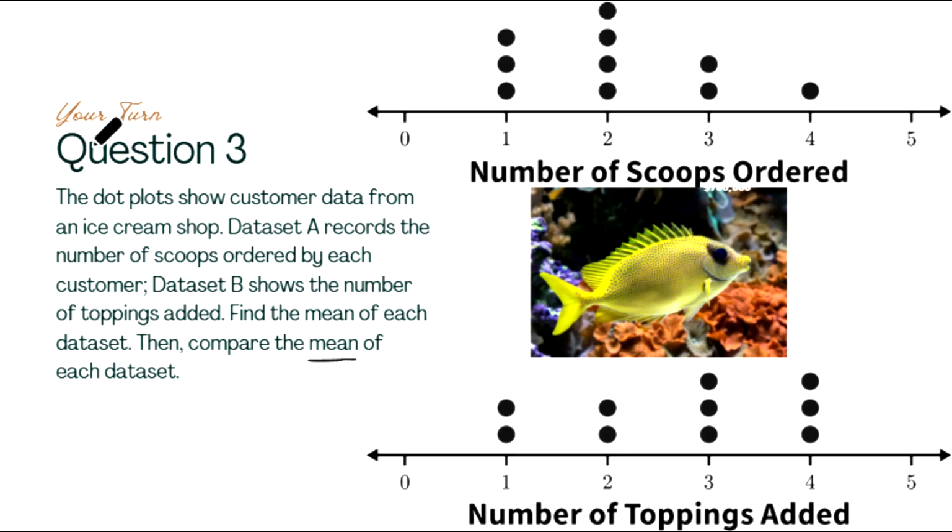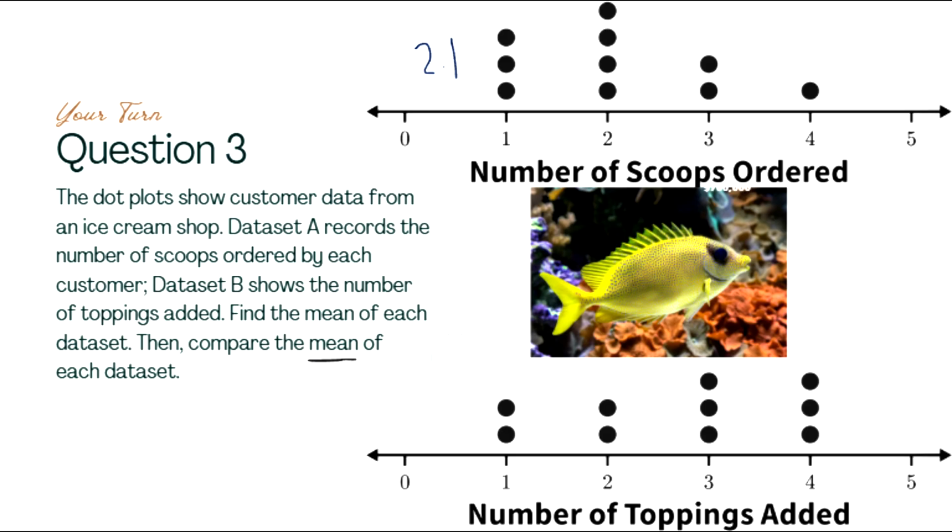Okay, they only want the mean this time, so we need to add everything together and then divide. So let's do the first one. We've got 1, 1, 1, 2, 2, 2, 2, 3, 3, 4, divided by 1, 2, 3, 4, 5, 6, 7, 8, 9, 10. That is going to give us 2.1. Let's do this one.